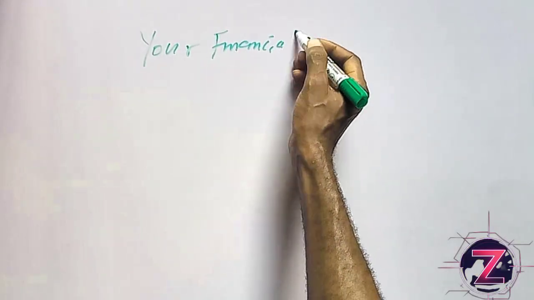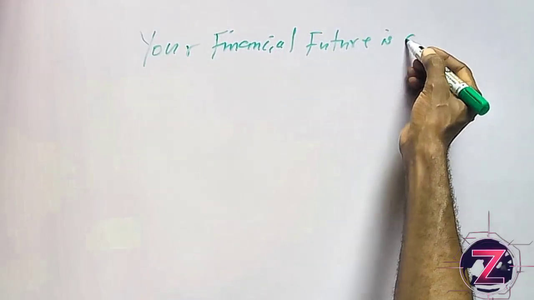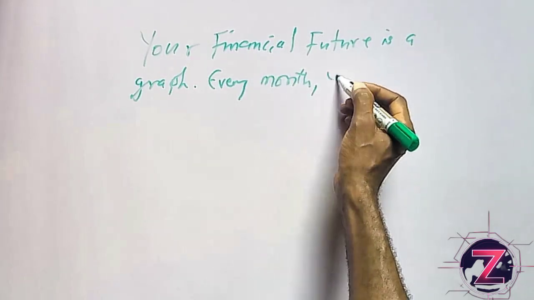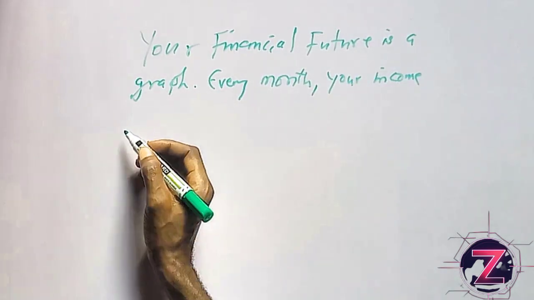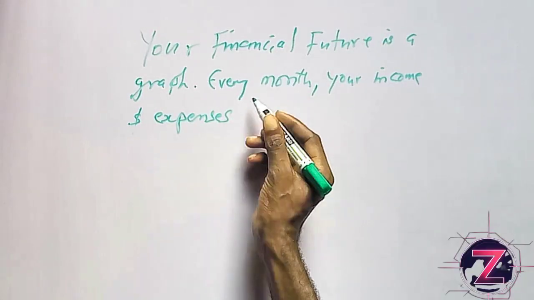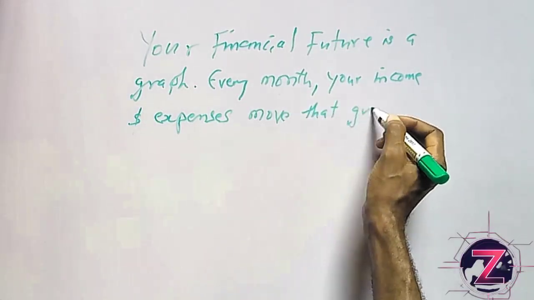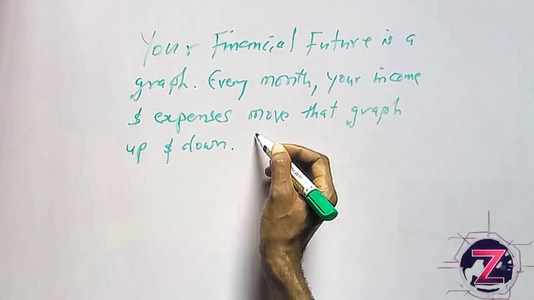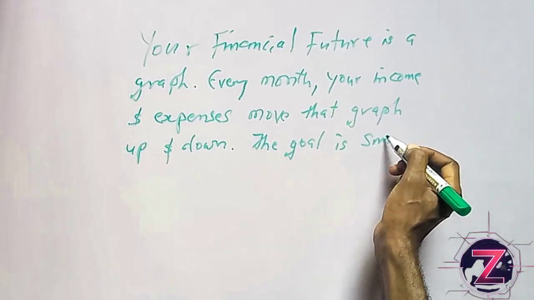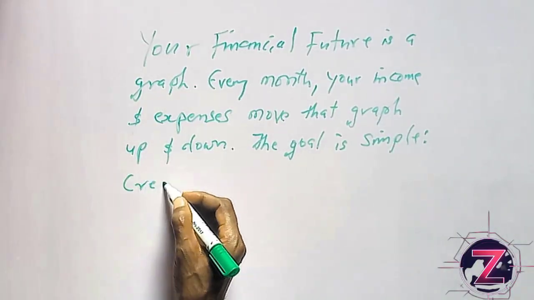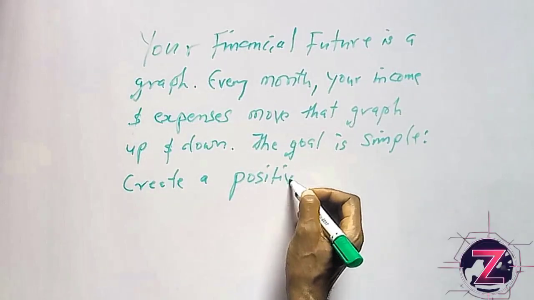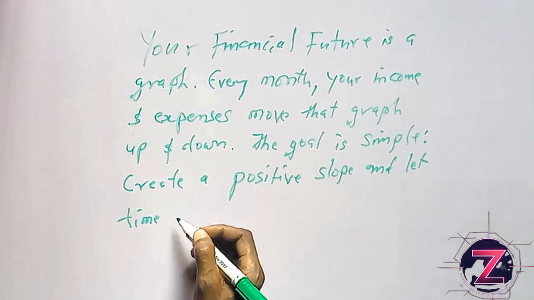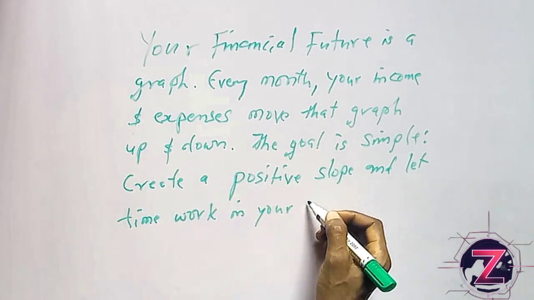Your financial future is a graph. Every month, your income and expenses move that graph either up or down. The goal is simply to create a positive slope and let the time work in your favor.